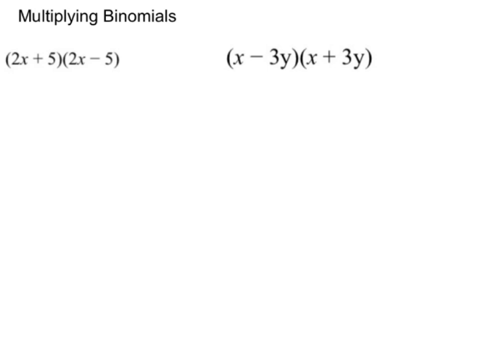Look at these examples and use what you learned about generic rectangles to multiply these binomials.